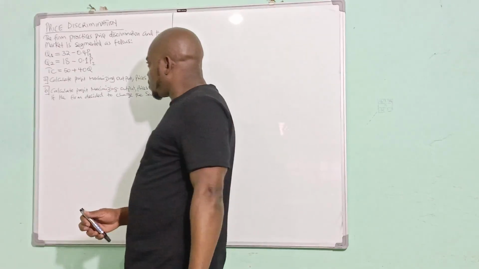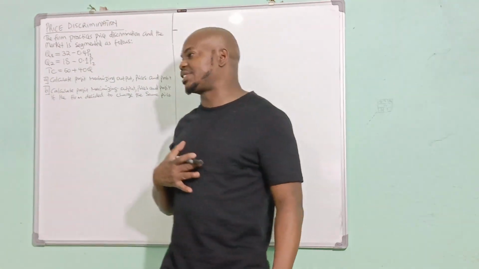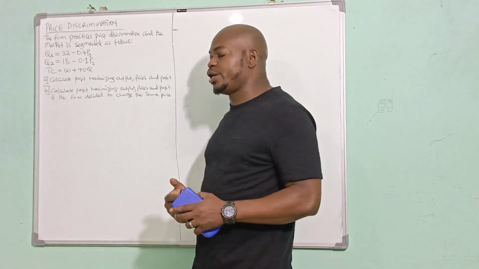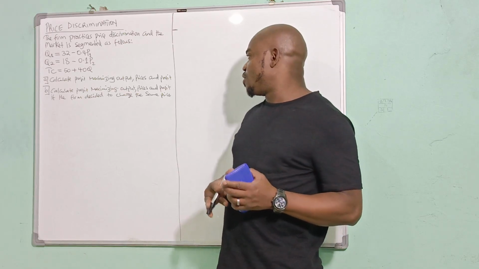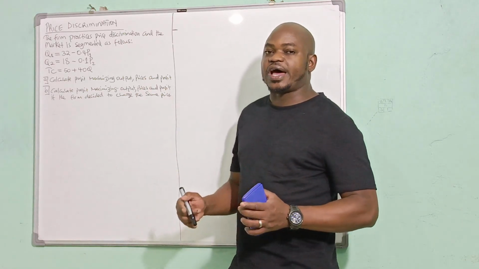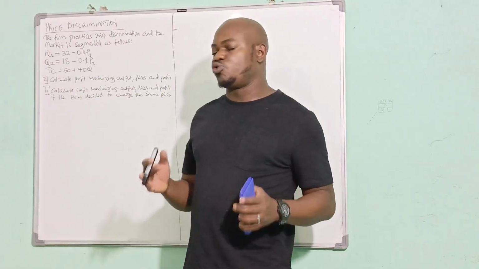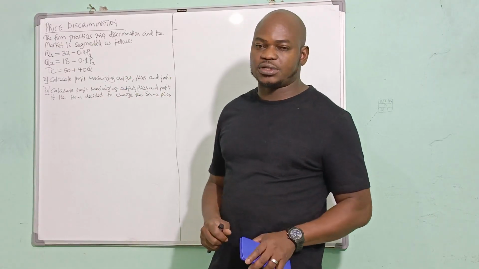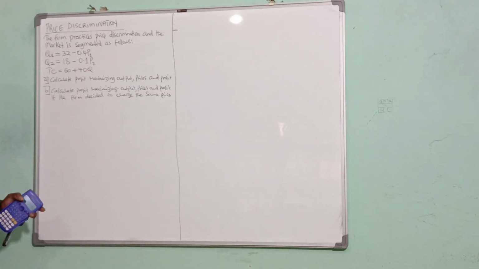All right. So now the whole idea of doing this in economics is to try and understand whether the firm should practice price discrimination, or they should just charge the same fee for that particular product. So we assess to see whether price discrimination is good for the firm or charging a single price is good, by looking at the profit outcomes between the two scenarios. So I'll begin. The firm practices price discrimination, and the market is segmented as follows.